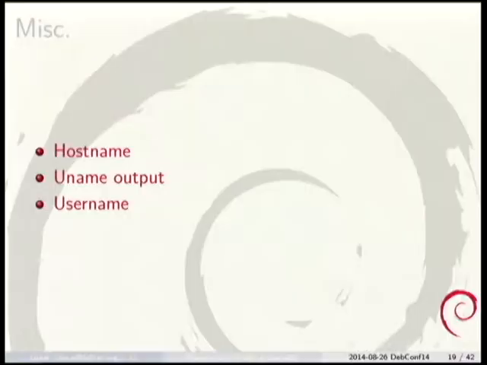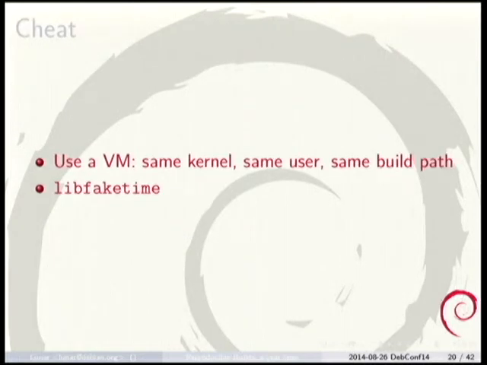Other information that might get captured: the host name of the system. Super useful in a built binary. Told you. The uname output. Well, for some cases, but really, I'm not sure. The username of the builder. No. So we could cheat.